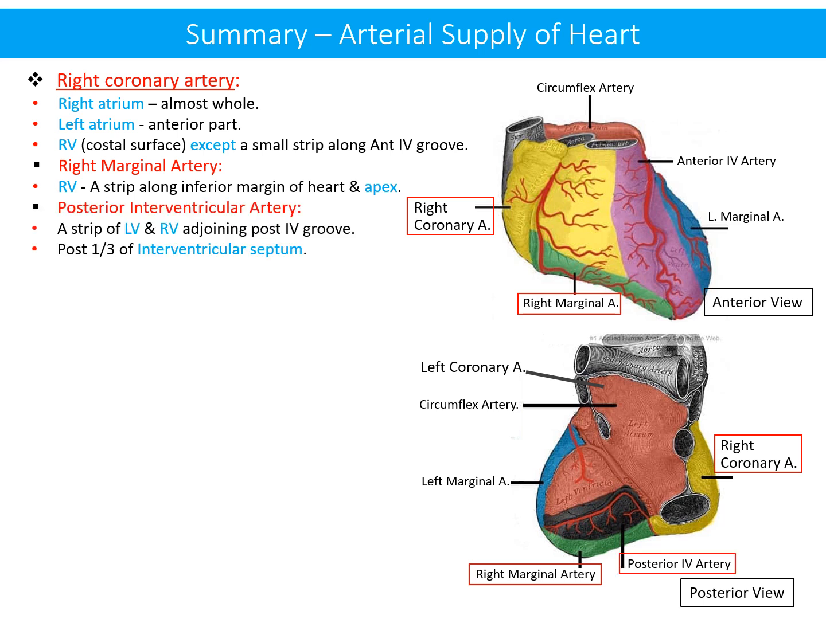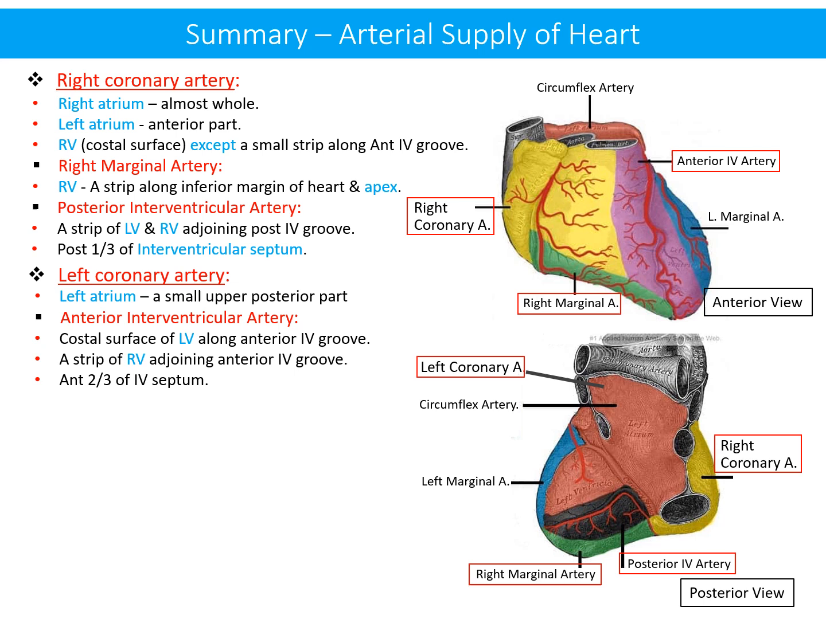The posterior interventricular artery, the branch of the right coronary, supplies a strip of the left ventricle and right ventricle adjoining the posterior interventricular groove. It also supplies the posterior one-third of the interventricular septum. Now the left coronary artery itself supplies a small upper posterior part of the left atrium only.